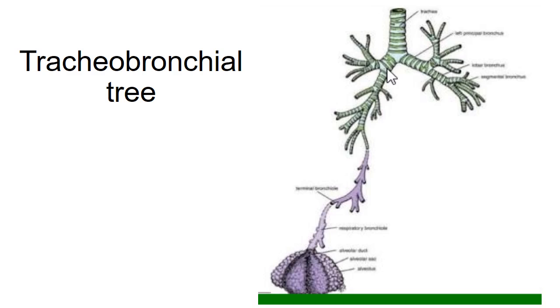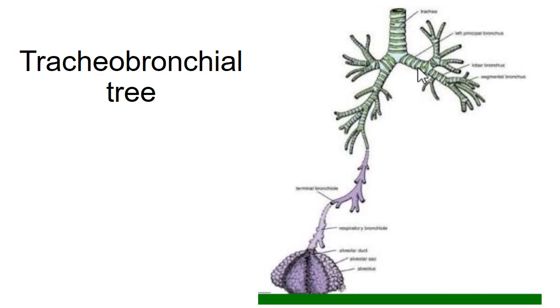The right principal bronchus, as you can see in this image, is shorter, wider and more in line with the trachea than the left principal bronchus. It is about 2.5 centimeters long. Inhaled particles or foreign bodies therefore tend to pass more frequently to the right lung, with the result that infections are more common on the right side than on the left.